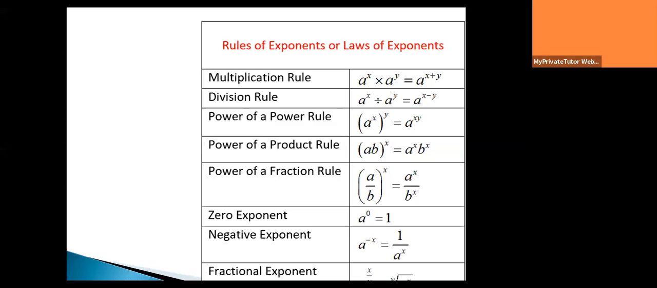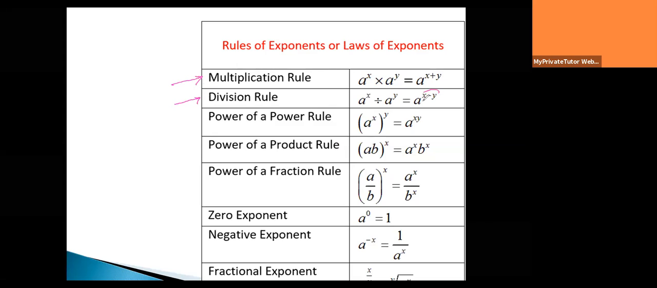So these are the rules. I think I have explained all the rules. The name of the rules, if you want to read, just have a look at these. So multiplication rule, I already said. In multiplication rule, we are going to add the exponents. In division rule, we are going to subtract the exponents. I think they used a here instead of x.